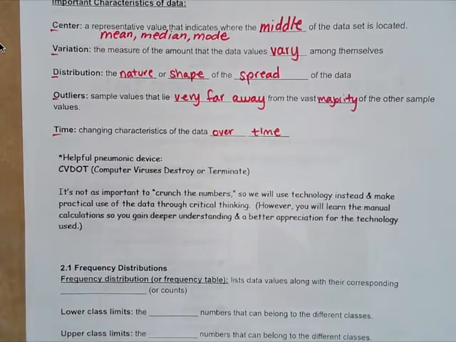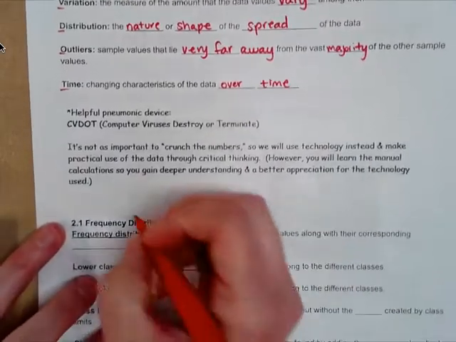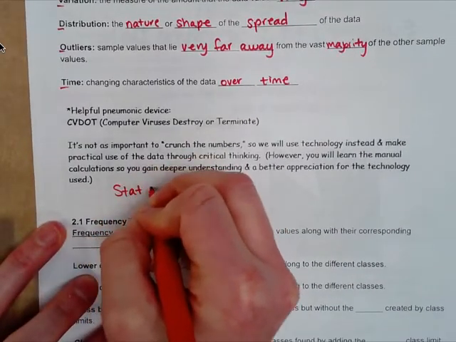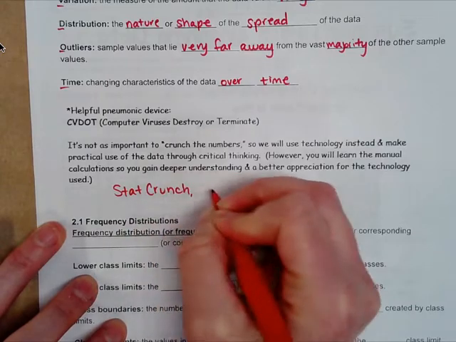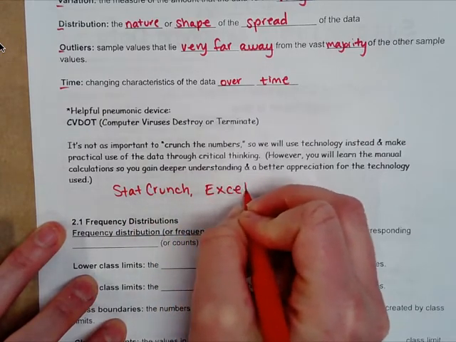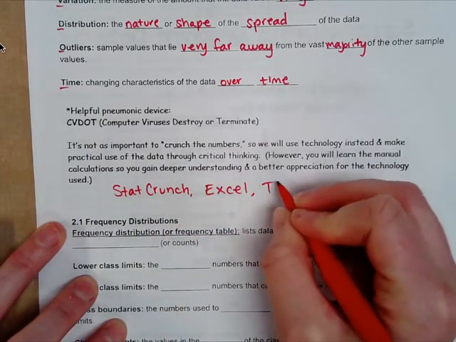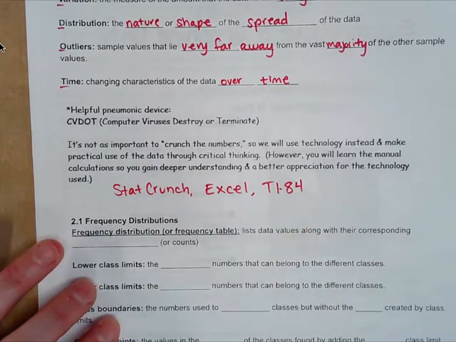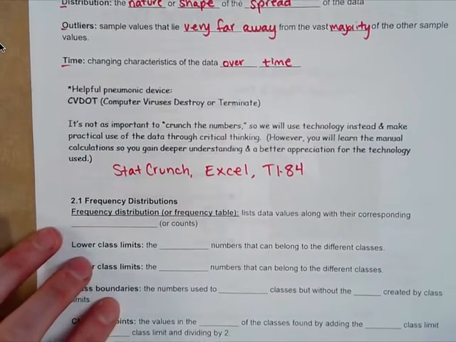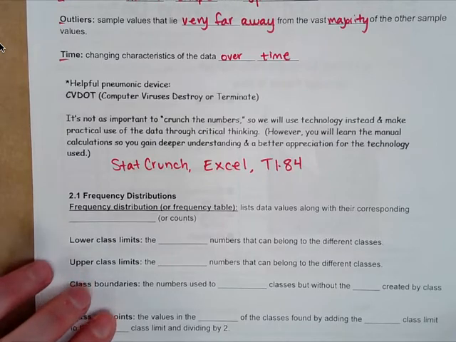So it's not as important to crunch the numbers. So we'll use technology instead and make practical use of the data through critical thinking. However, you will learn the manual calculations so you gain deeper understanding and a better appreciation for the technology used. We have different ways of using technology. We can use what's called StatCrunch. We can use Excel. And we can use our calculator. So we'll use all throughout the semester.